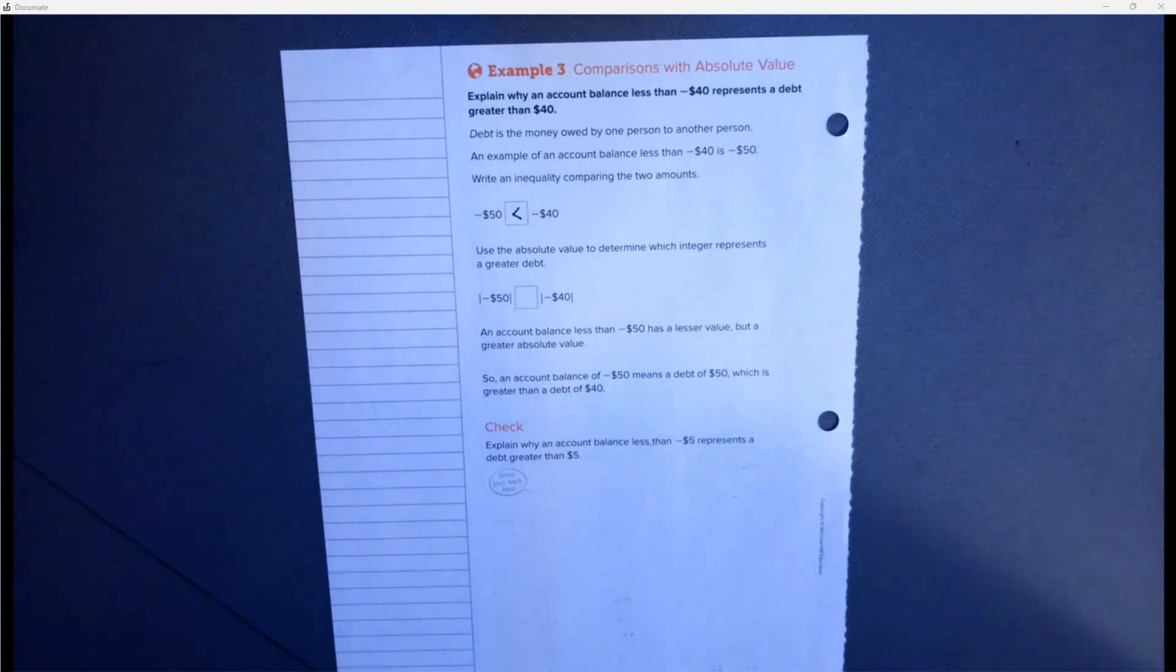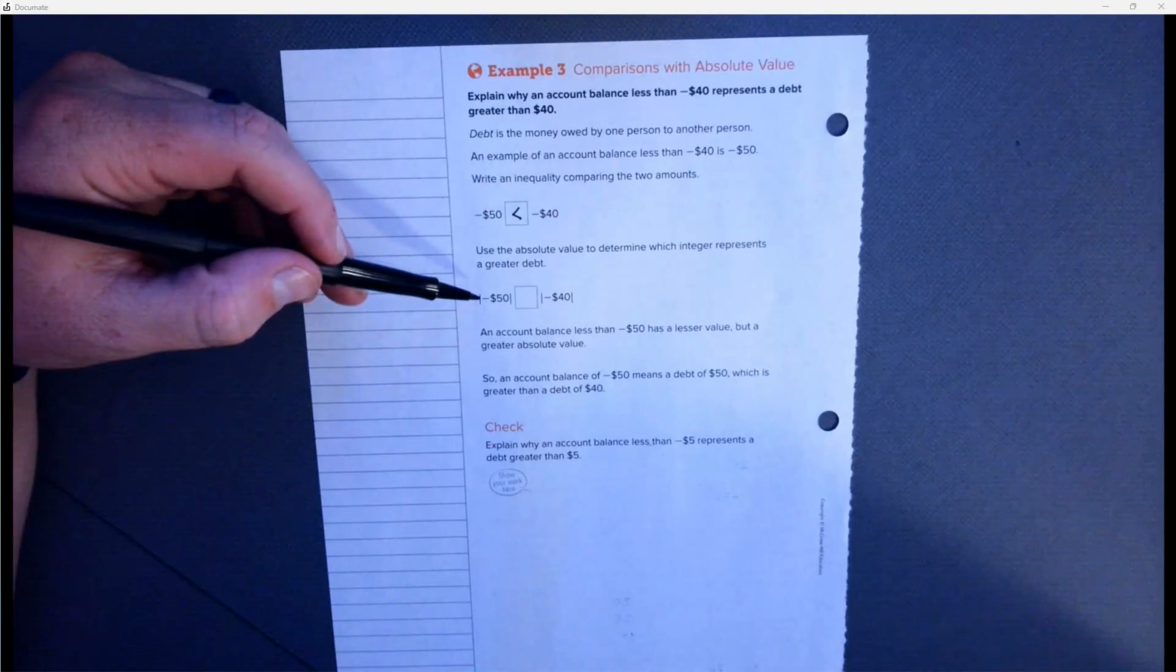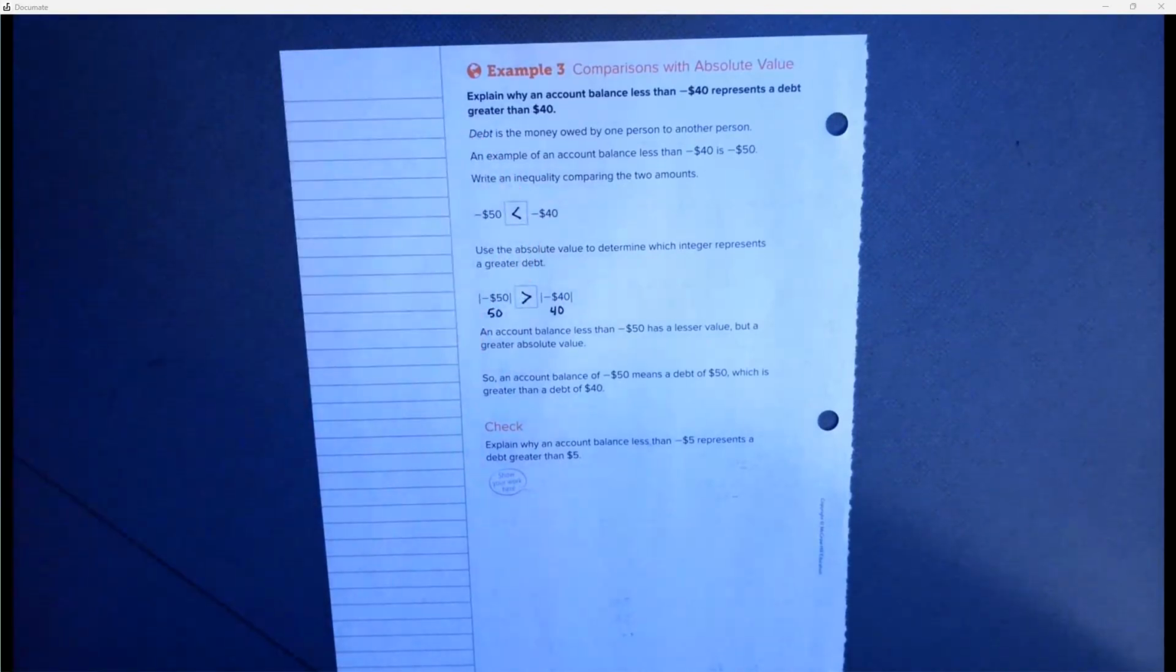So we know negative 50 is less than negative 40, because on a number line, negative 40 would be closer to 0 and more to the right than negative 50. If we use absolute value to determine which integer represents a greater debt, we know the absolute value of negative 50 is 50, because the distance from 0 and absolute value is always a positive number, and the absolute value of negative 40 would be 40. So now we're comparing 50 to 40, and we know 50 is a greater number than 40.